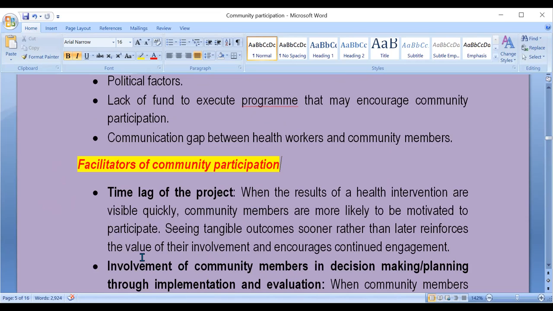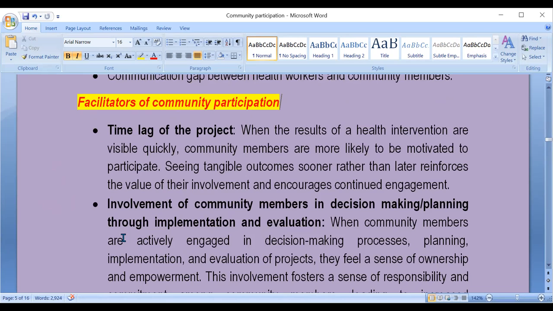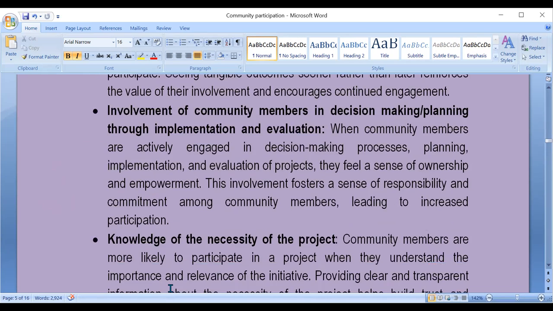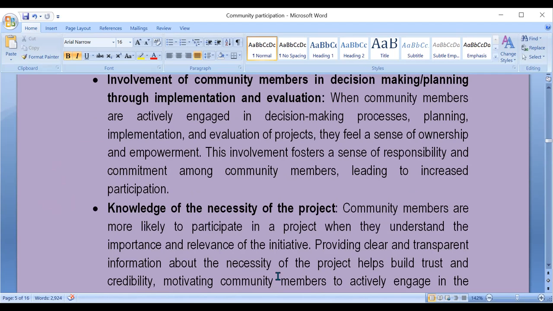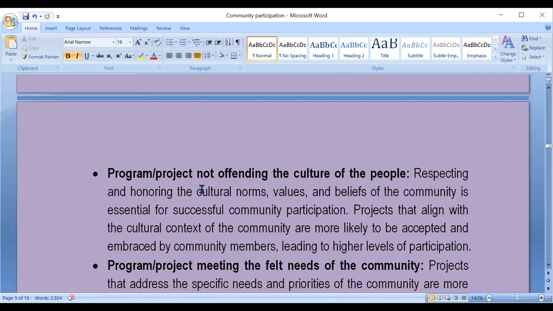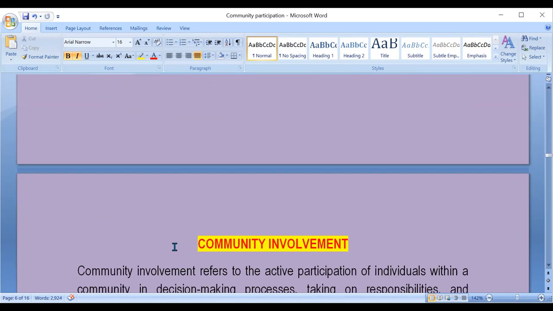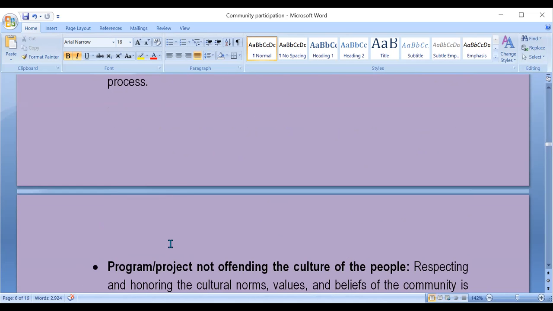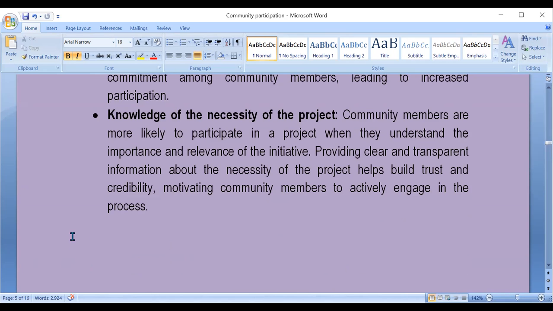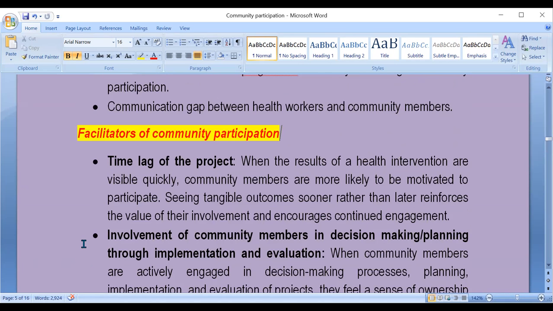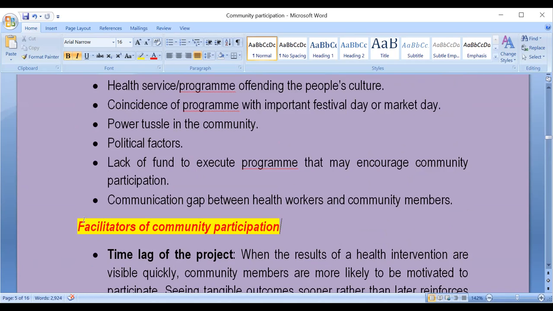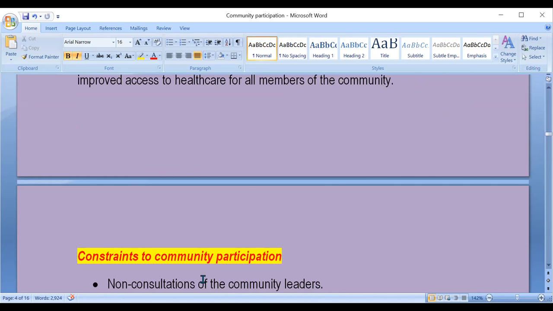And we went forward to look at the facilitators of community participation: time lag of the project, involvement of community members in decision making, knowledge of the necessity of the project, programs and projects not offending the culture of the people, and programs and projects meeting the felt needs of the community. These facilitate at least 80% or 90% of community participation in any health program.